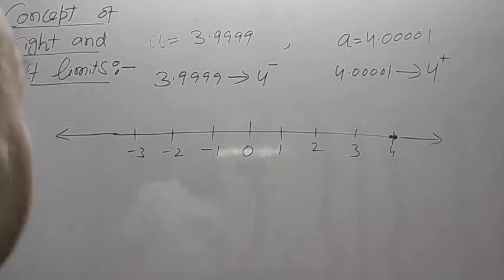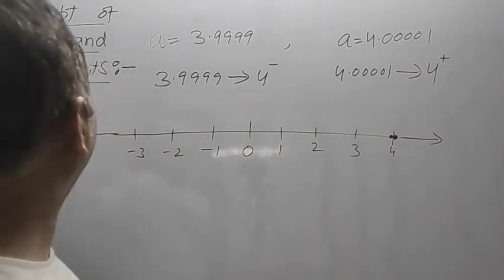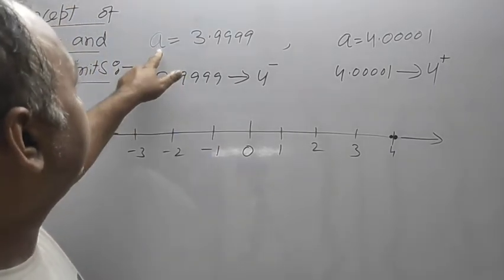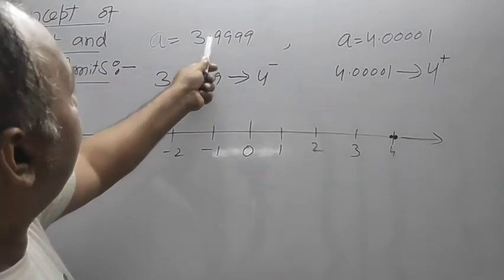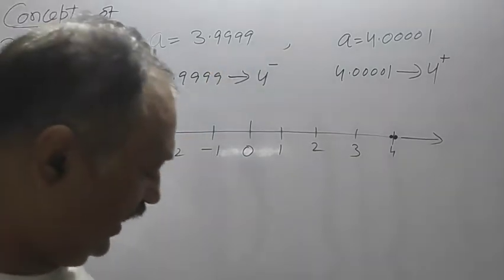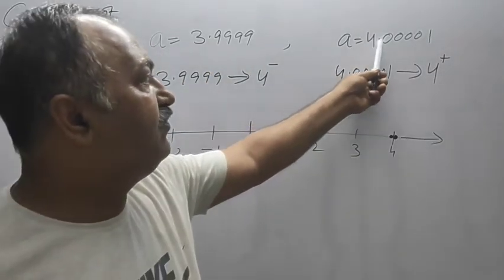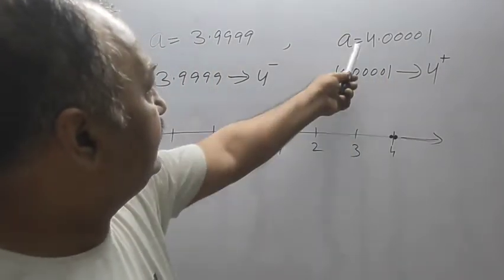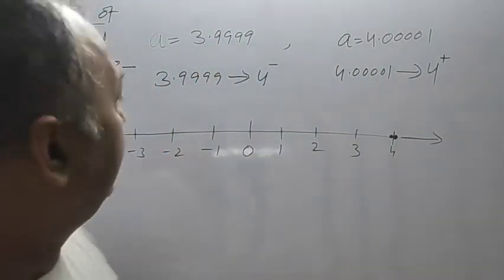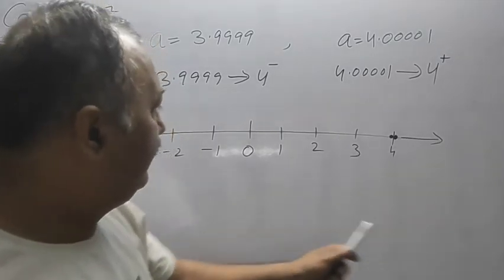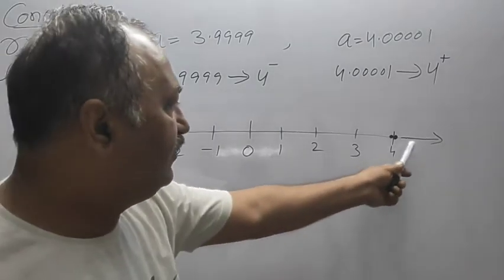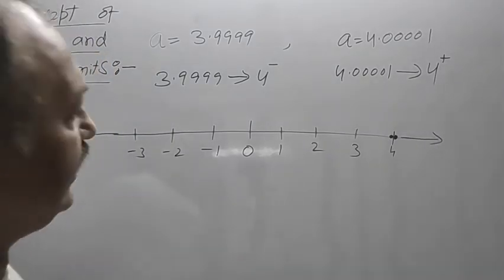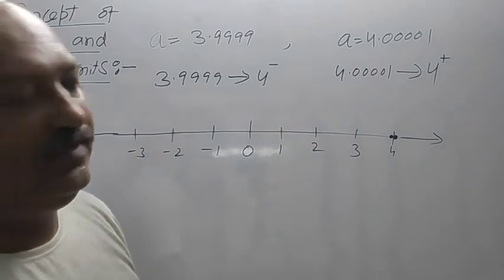Now let us discuss the concept of right and left limits. तो बच्चों, let us take a number a is equal to 3.9999 and also a number a is equal to 4.00001. What is this and what is this? Let us take number line 0, 1, 2, 3, 4 and so on, and -1, -2, -3, -4 and so on. This is the number line.